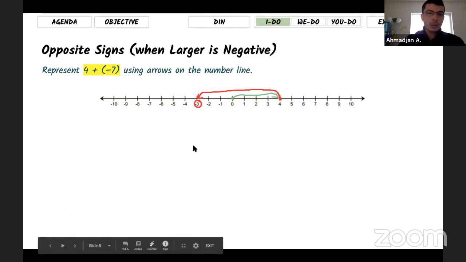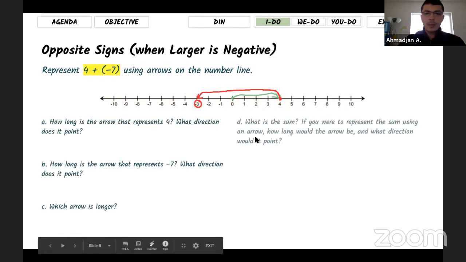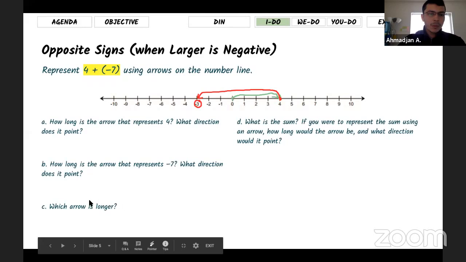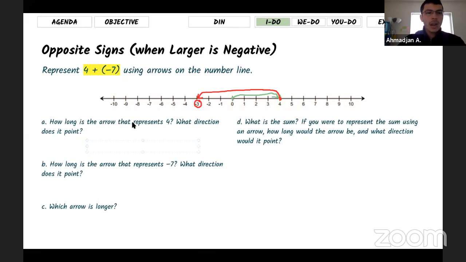Okay, so now let's talk about the questions. Let me, oops, go one step back. Okay, so the first thing, how long does arrow 4 represent? So arrow 4 is positive, and it's going to the right. So how long? It's 4 units, 4 units right, because it's positive and the arrow is going to the right. And the second one, how long does the arrow -7 represent? So arrow -7 is going left 7 units. Okay, 7 units left.